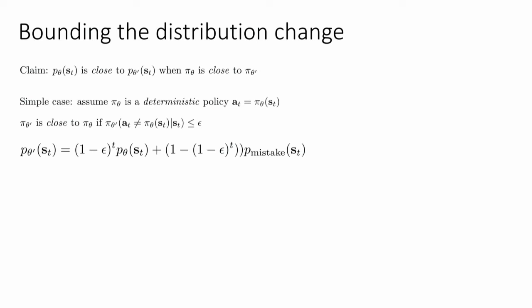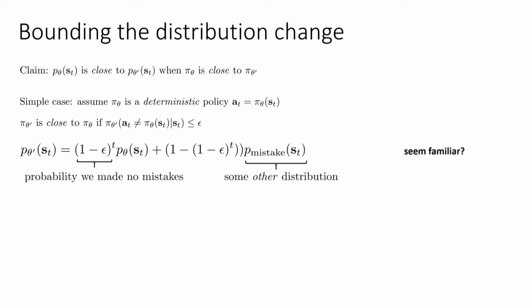We don't know what that everything else is. It could be anything. The car could have gone off the cliff. So this is the probability we made no mistake, and this is some other distribution that we don't know anything about. So we saw that before when we studied the DAgger setting in imitation learning. So that means that we can bound the total variation divergence between p theta prime and p theta as basically the coefficient in front of this term times the difference between p mistake and p theta.